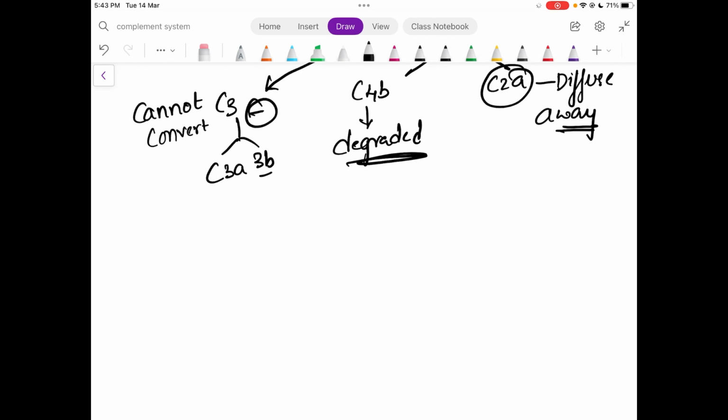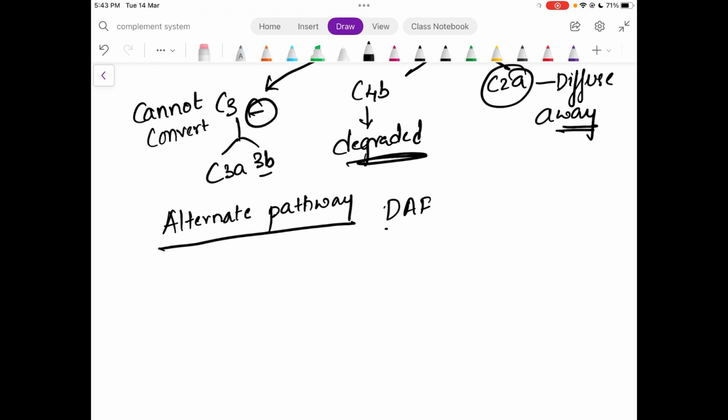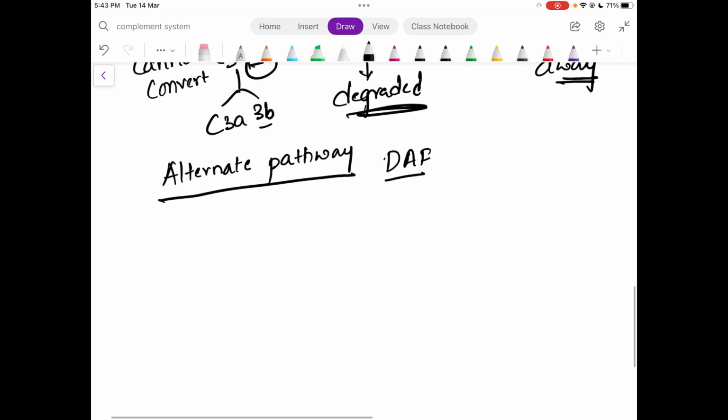Next, what will happen in the alternative pathway? This is what we can see in the classical pathway and lectin pathway. In the alternative pathway, this decay accelerating factor also has an effect. How will they have an effect? This decay accelerating factor in the alternative pathway will separate C3b from convertase.